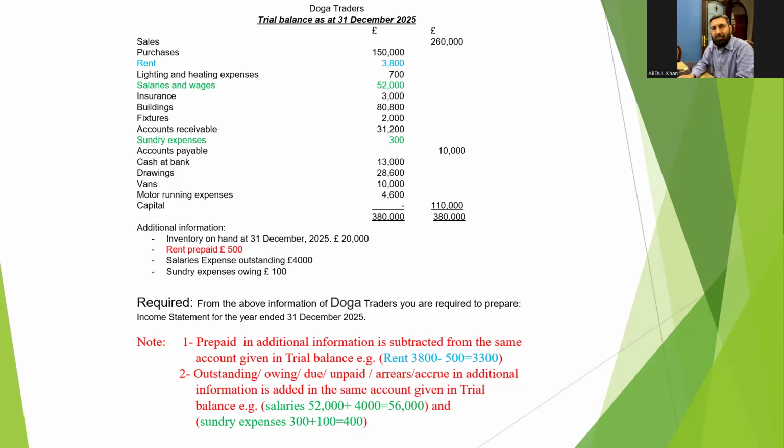I am making it simpler. How will you do it? If prepaid, you have to subtract. Generally, yes, if prepaid or advance is given, you have to subtract. Otherwise, you will add it. Okay, now come to the next. How will you do this question?